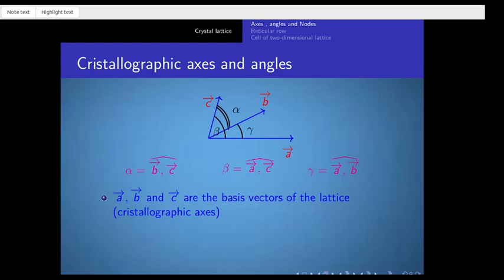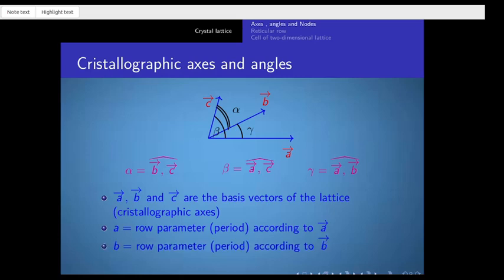The three vectors A, B, and C are the basis vectors of the lattice. We say also the crystallographic axes. The value of A is the row parameter or the period of the row according to A direction, that is the direction of the x-axis. B is the row parameter or the period of the row according to the B direction, and C is the row parameter or period according to C direction.